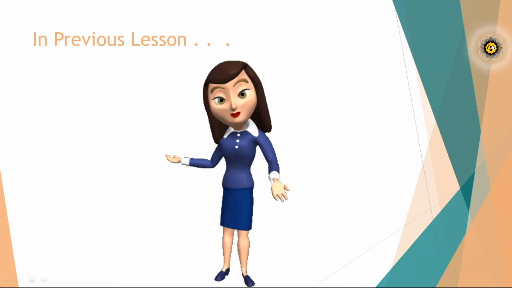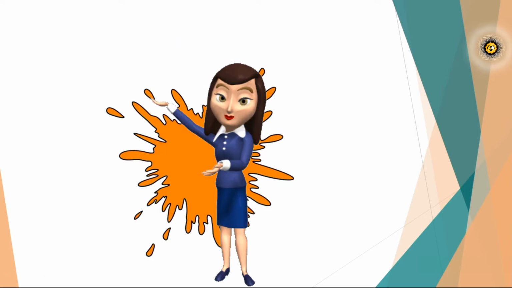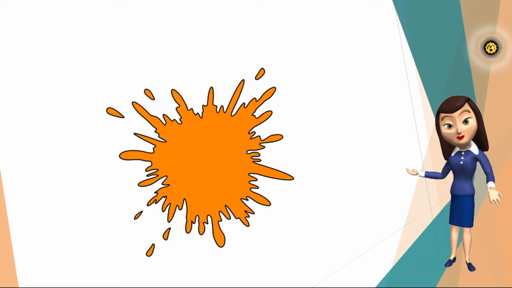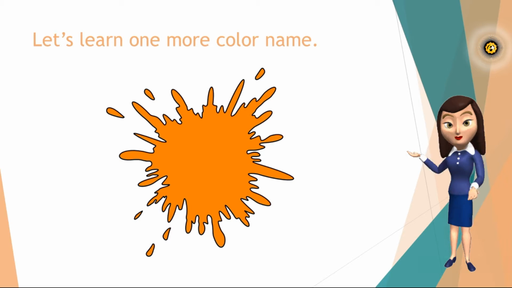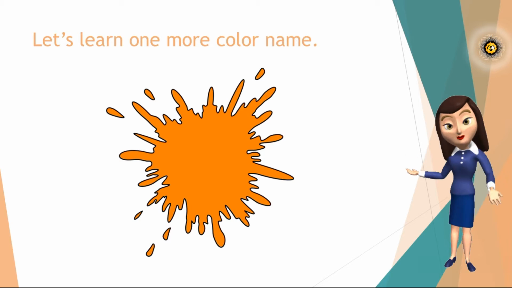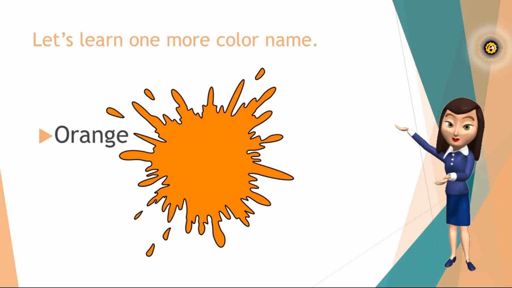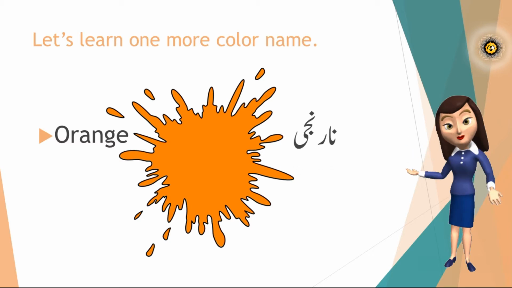You can always go back and watch the previous lesson again and revise. Alright, now let's move towards today's lesson. Let's learn one more color name. Let's learn orange in Urdu. So in English we say orange, and in Urdu it is naranji.